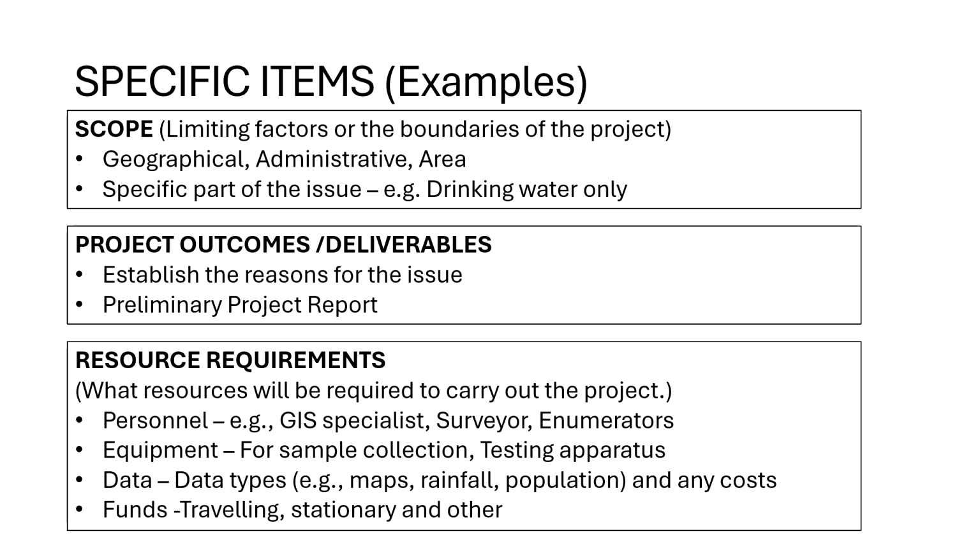Then we have rainfall data, population data, soil data, and different types of data, and the cost of getting those data. Sometimes the maps you cannot get for free, right? Then you need direct funds, money directly for traveling, stationery, and other things. So these are the resource requirements for your project.